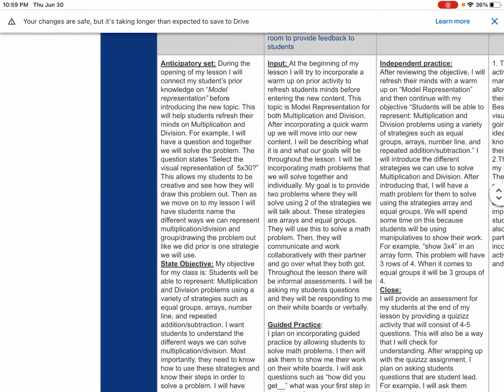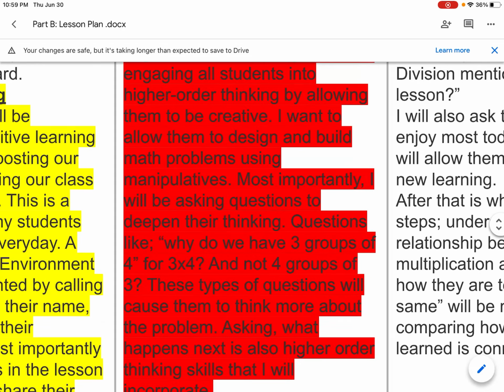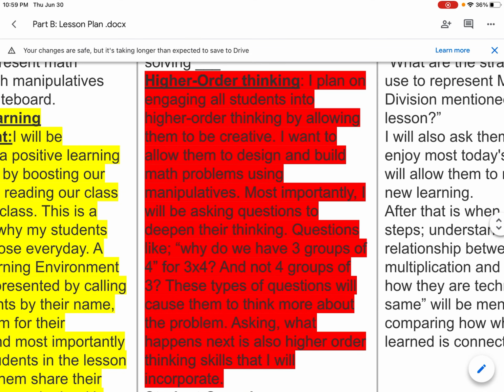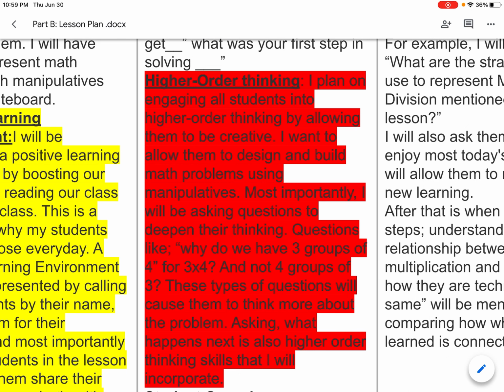Sorry about that. Let me go back. And I feel like this right here is one of the main things that could catch one of our graders' attention, because not only is this higher order thinking, we're allowing them to design, we're allowing them to be creative, we're allowing them to have physical interaction with certain things, which in this case are manipulatives. I talked about the Unifix cubes. I'm sure we all know what Unifix cubes are, right?